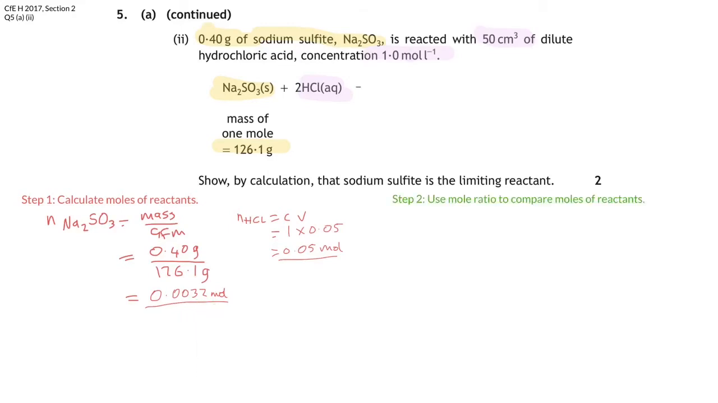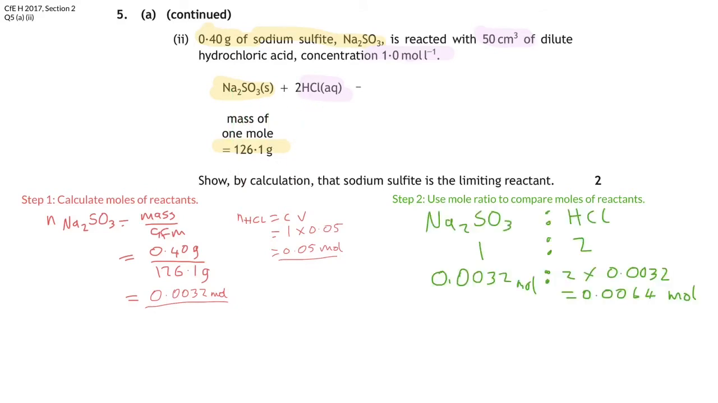Our second step is we are going to compare the moles of the reactants using the mole ratio from the equation. So our mole ratio is 1 to 2. So I've taken the moles of the sodium sulfite that we calculated and I've said, well, if I've got one of that, I'll need twice as many moles of the hydrochloric acid to react, so 2 times 0.0032 gives us 0.0064 moles.